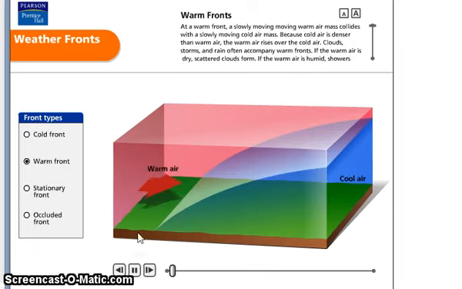Alright, let's watch that video one more time. Warm air moves in, so the bumps would be kind of on the right side here.